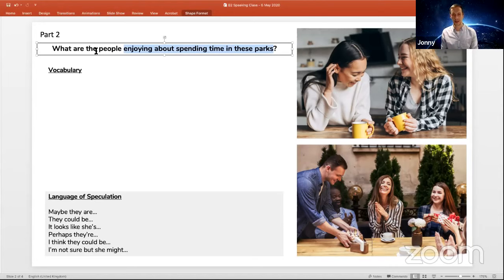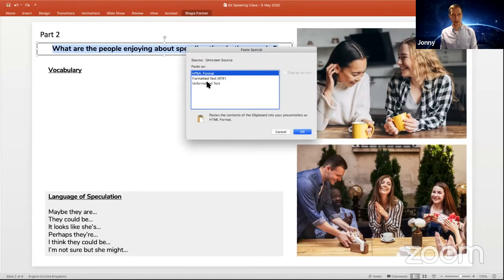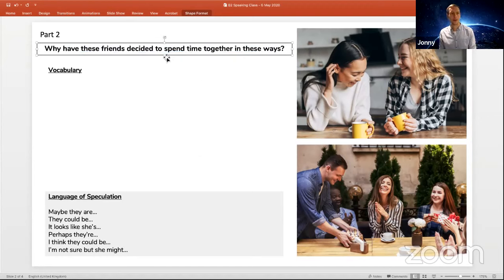Oh, I've got it here. Here it is. There we go. Okay. Perfect. Thank you, Robert. So the question is, why have these friends decided to spend time together in these ways? And these are our two photographs. And then we have to talk for 1 minute, comparing the photographs and answering this question.